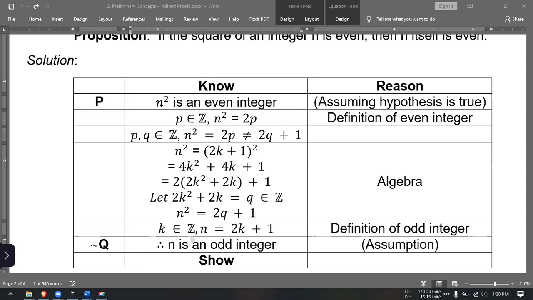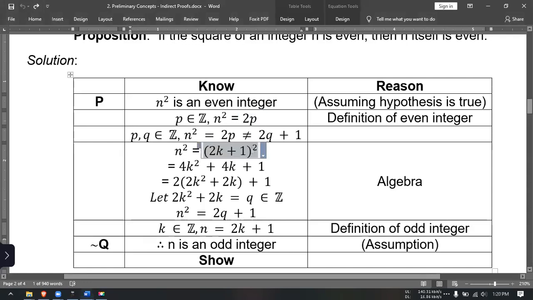So backward tayo. From the conclusion, n is an odd number or odd integer. By definition, there exists k, an element of Z, such that n is equal to 2k plus 1. So from there, from our n, we'll be squaring n. No, backward. So value from show tayo, from show. So we'll square n here. Squaring n, we have 2q plus 1.